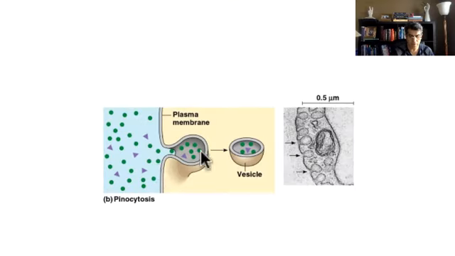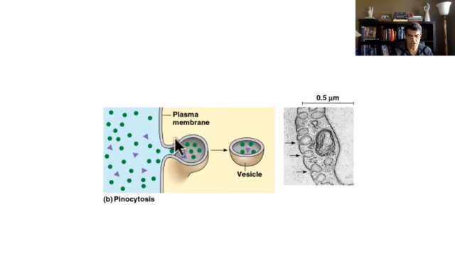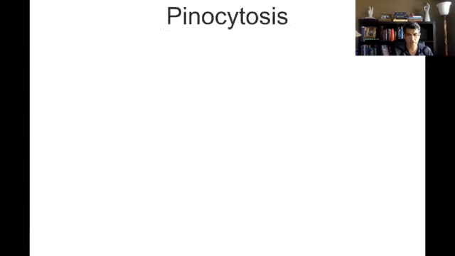This is an example of a regular pinocytosis. As you can see, there is no receptor. The picture doesn't show it, but we have to have clathrin here as well. And here is receptor mediated, because you can see the receptor and also the clathrin. So this picture is kind of misleading because it doesn't show clathrin, but it should have clathrin as well. So let's review one more time.